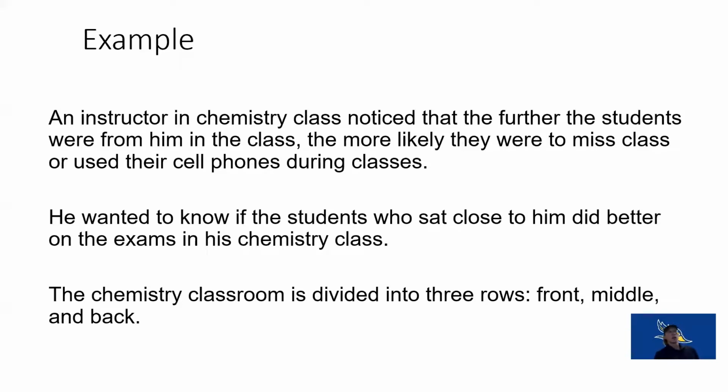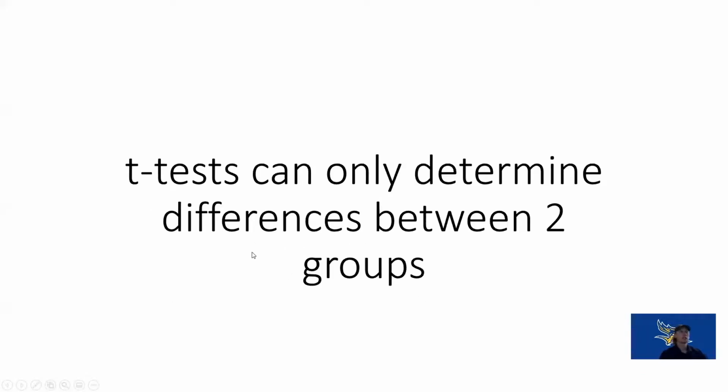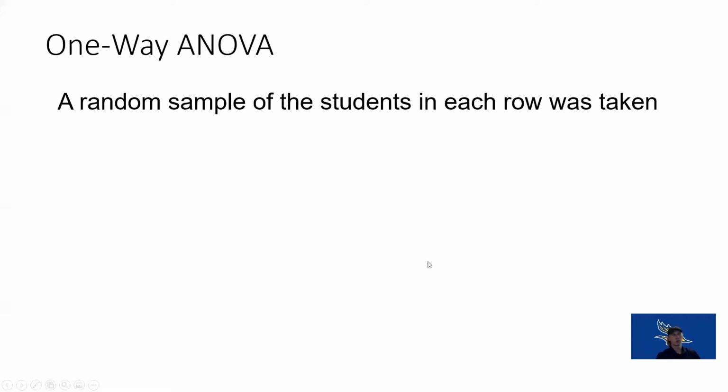So what statistical test should we use? Can we use a t-test? No, we can't use a t-test because a t-test is between 2 groups. In this case, he has 3 groups. So a t-test can only determine the difference between 2 groups. An ANOVA, what we're talking about now, can determine differences between more than 2 groups, 3 or more groups.